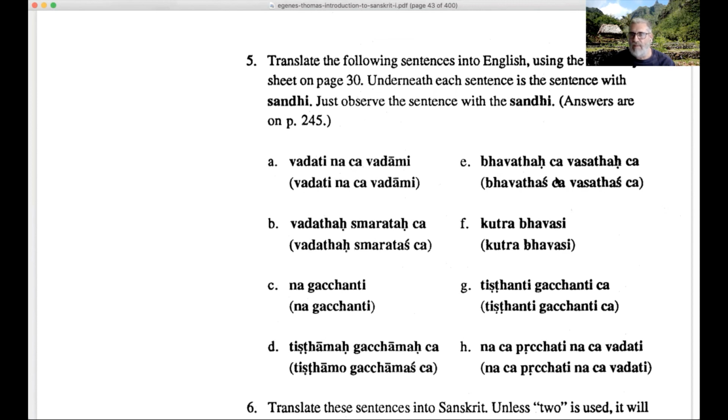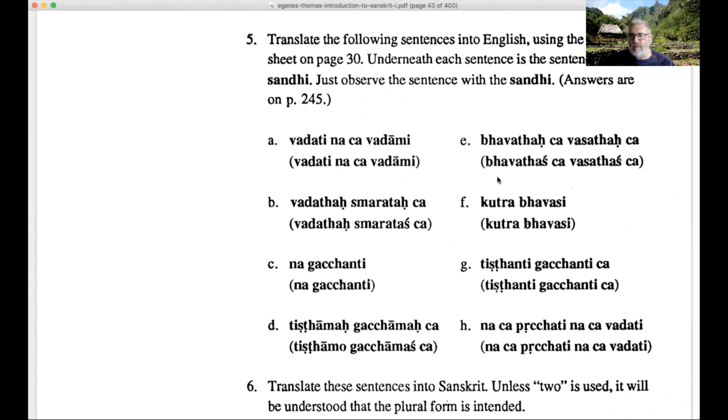So then we have bhavataha, vasataha. Bhavataha cha, vasataha cha. Bhavataha means you both are. Who is to be? You both are. Vasati is to dwell, to live or dwell. You both are, and you both dwell. You two are. You both are, and you both live. It sounds a little corny, but that's what it is.